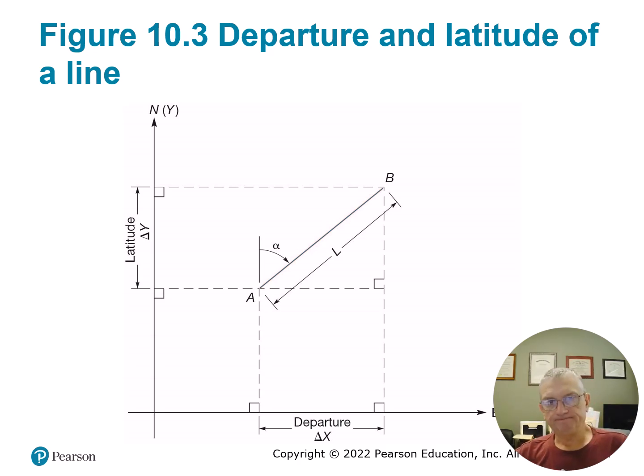Very simply put, you've got the azimuth of the line from A to B. You've got the length of the line. You've got everything that you need to compute it.